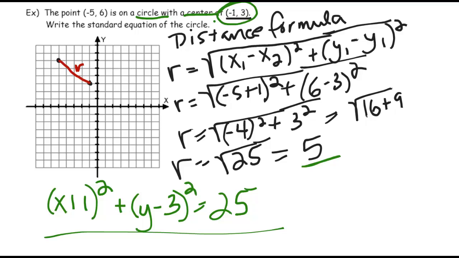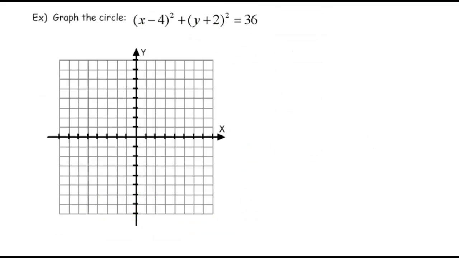Now, the point -5, 6, what we used that for, remember, is because they gave me a point on the circle, I can come up with the length of the radius, and that's how I'm going to get this equation. Okay, last one, this should be quick.